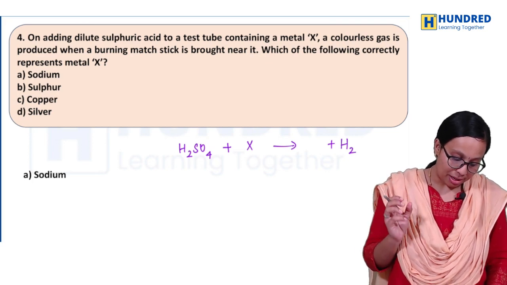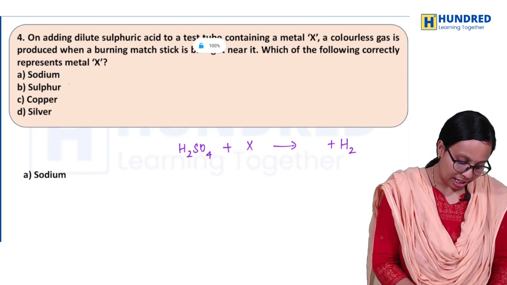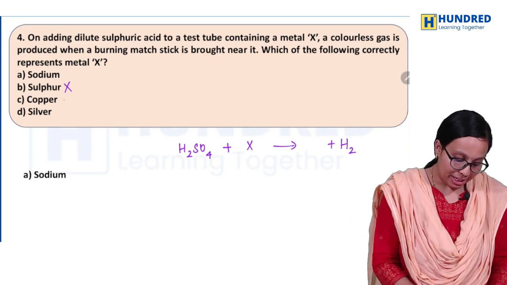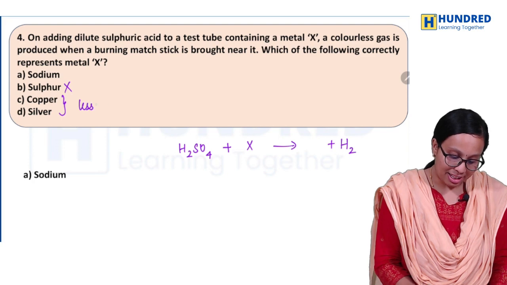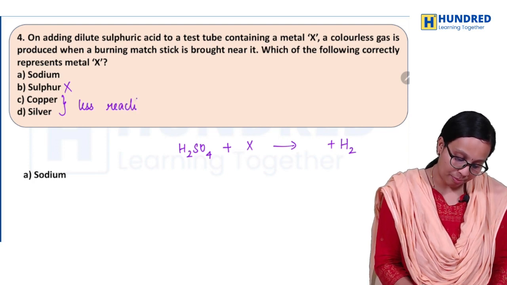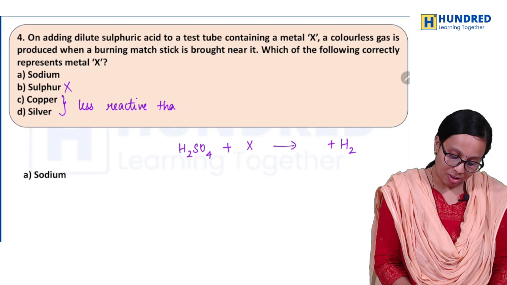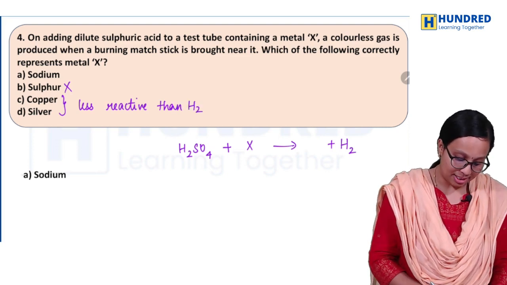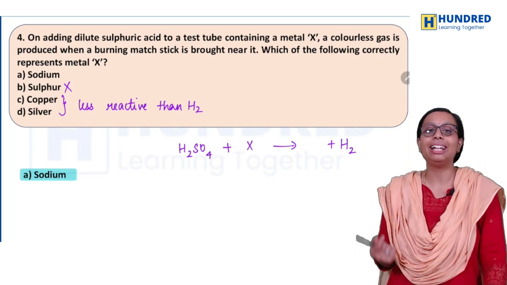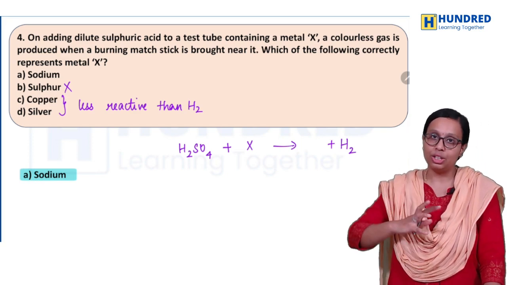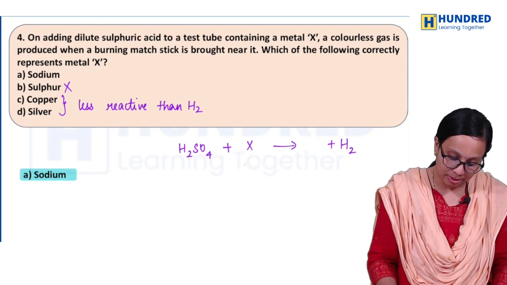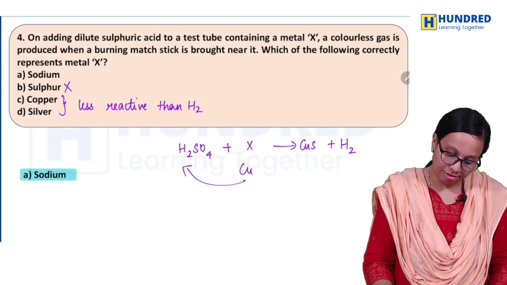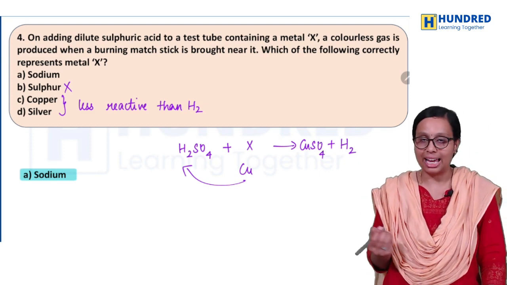Okay. So they have mentioned it as metal. So sulfur is not a metal, so you cannot have sulfur. Copper and silver are less reactive than hydrogen, so they cannot replace hydrogen. So that's the reason the answer is sodium. Sodium is more reactive than hydrogen. So here it has replaced the hydrogen and you get sodium sulfate plus hydrogen gas that is released.